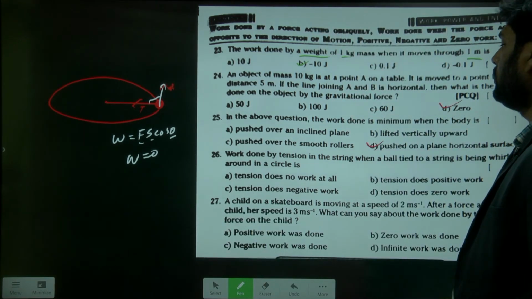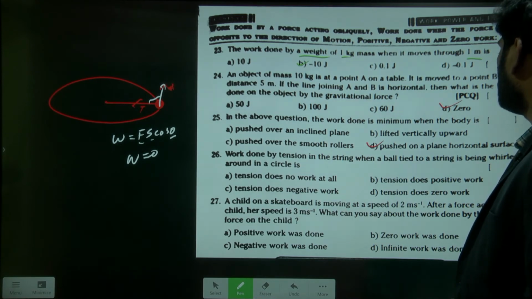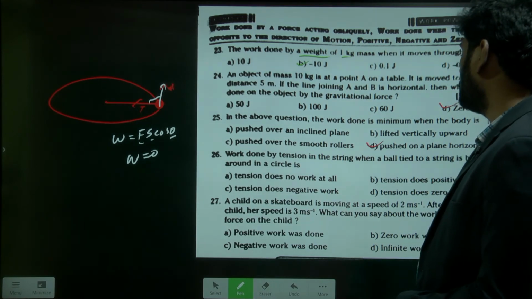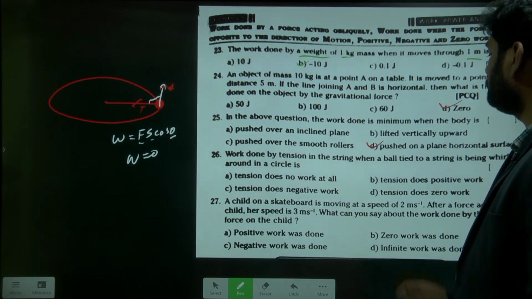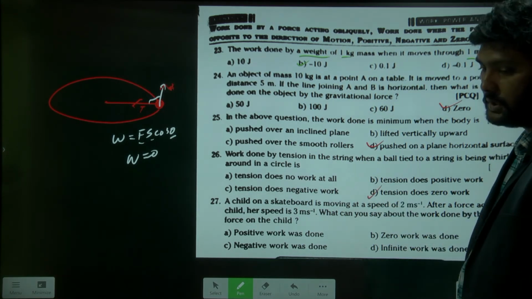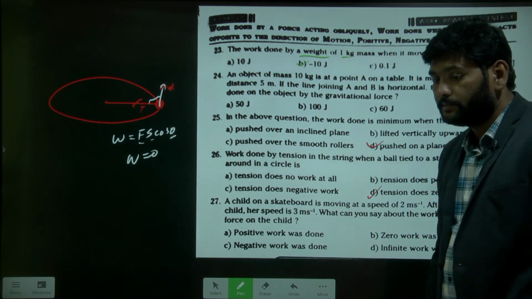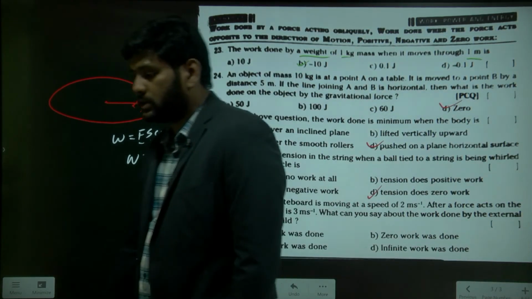Tension does no work at all. Tension does positive work done. Tension does negative work done. Tension does 0 work. Which one is right? 0 work done is the correct answer. Yes, sir. Next, similar way, next question.